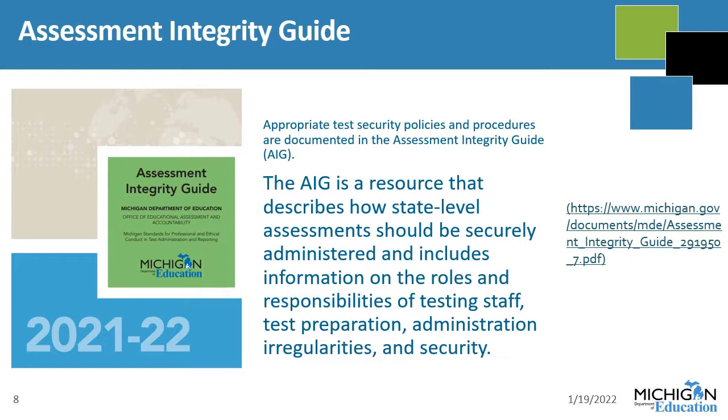Appropriate test security policies and procedures are documented in the Assessment Integrity Guide, or AIG. The AIG is a resource that describes how state-level assessments should be securely administered and includes information on the roles and responsibilities of testing staff, test preparation, administration irregularities, and security.